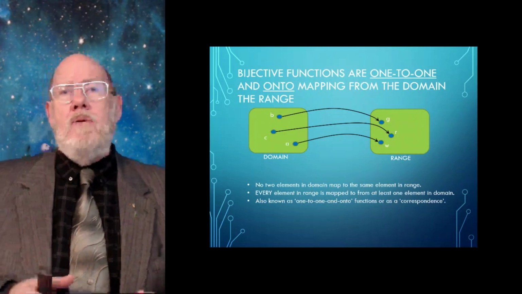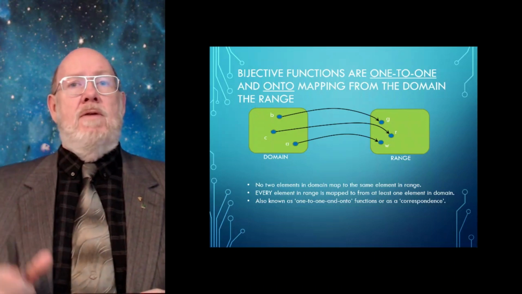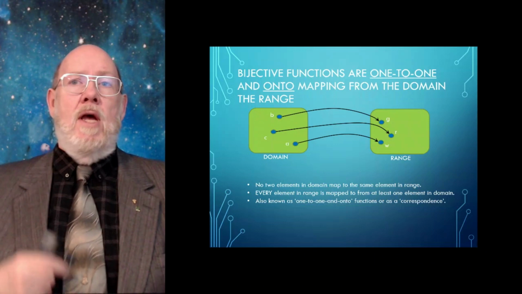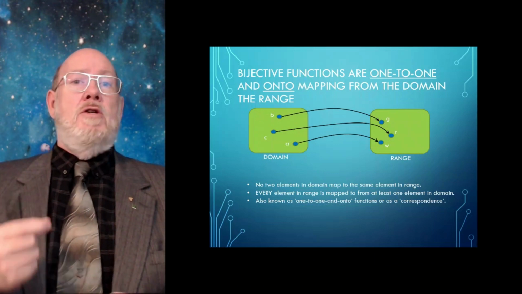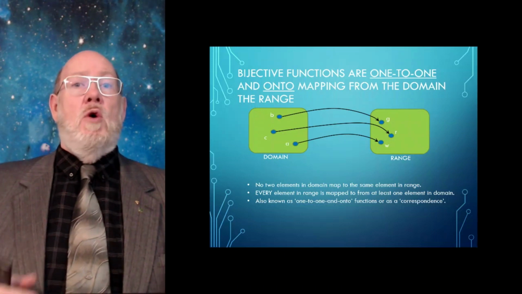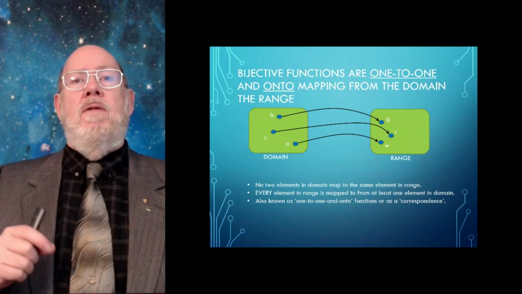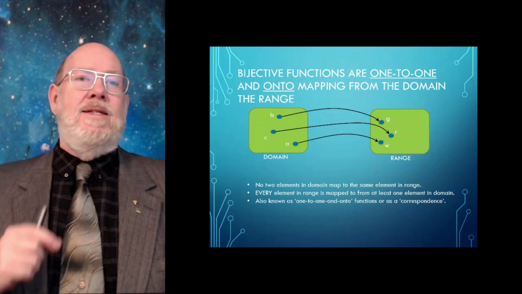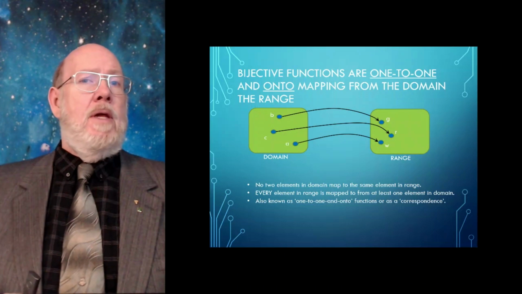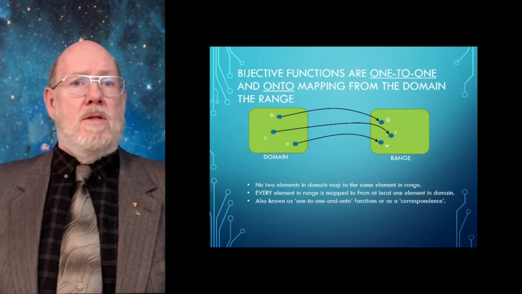If we combine these two concepts so that we have a function that is both injective and surjective, we end up with what we call a bijective function, also known as a one-to-one and onto function. Another name that we will use for this kind of function is a correspondence. As you can surmise from the diagram, the number of elements in the domain is exactly equal to the number of elements in the range, and this is a property that we're going to find extremely useful in the latter part of this course.